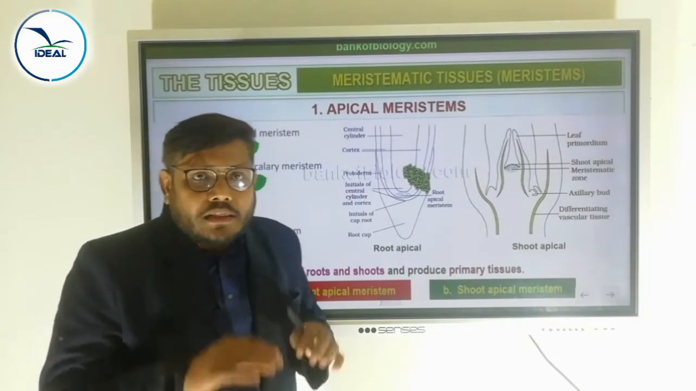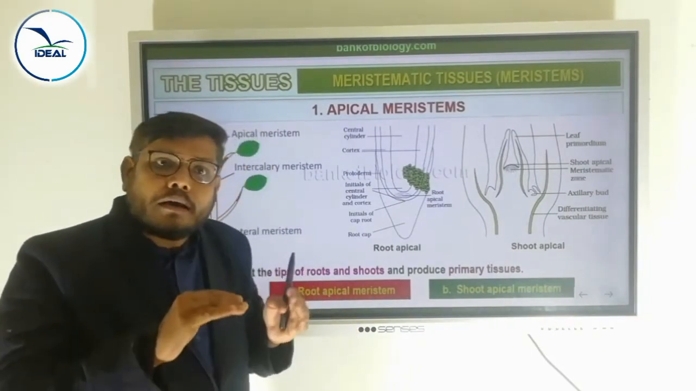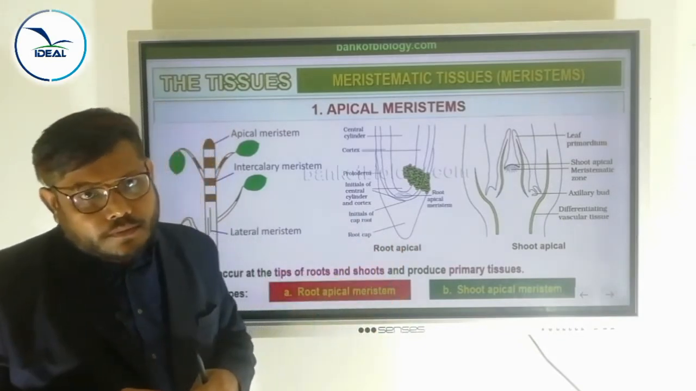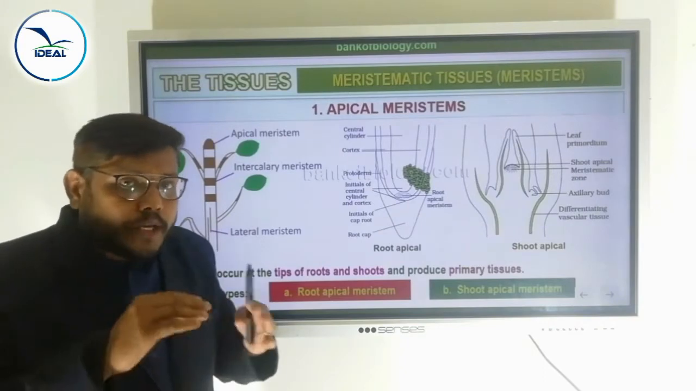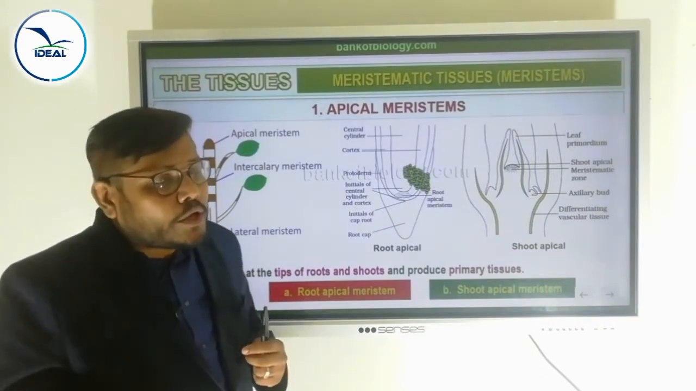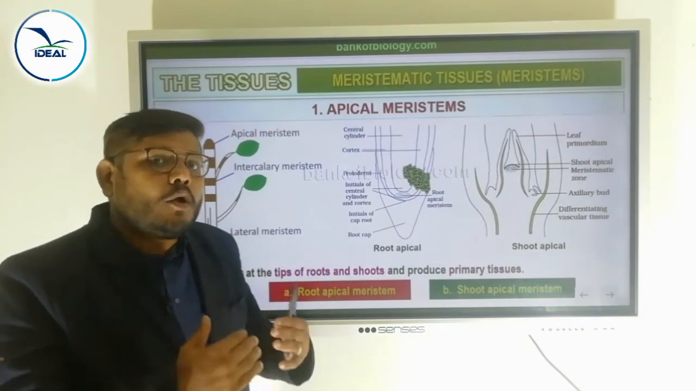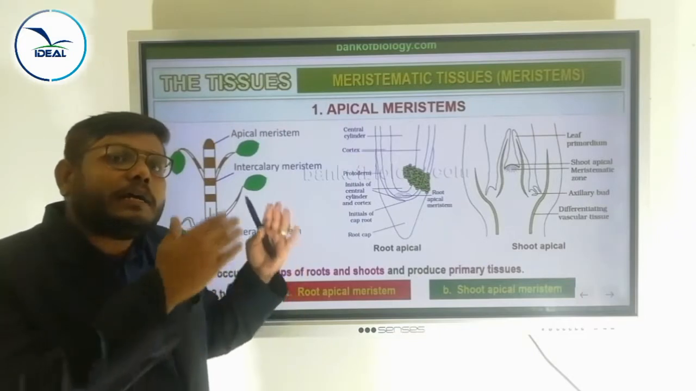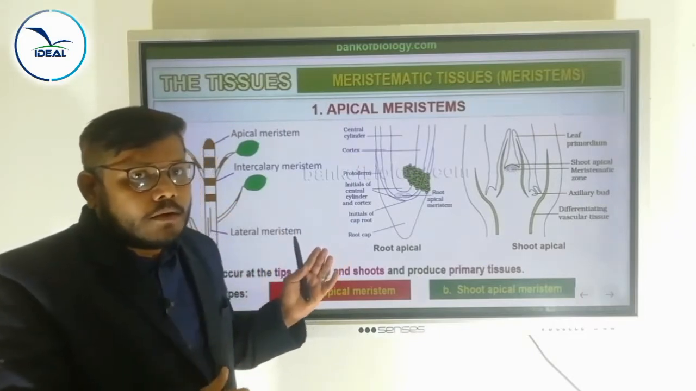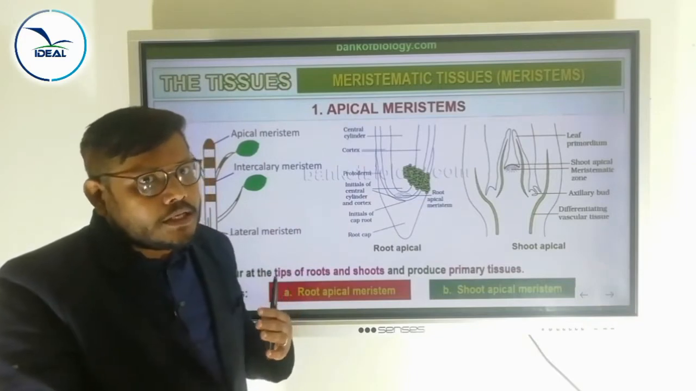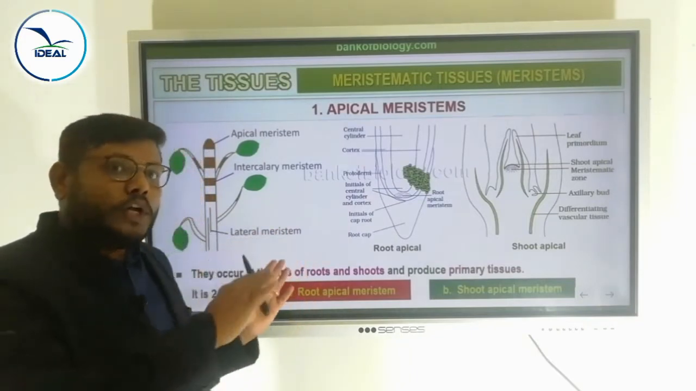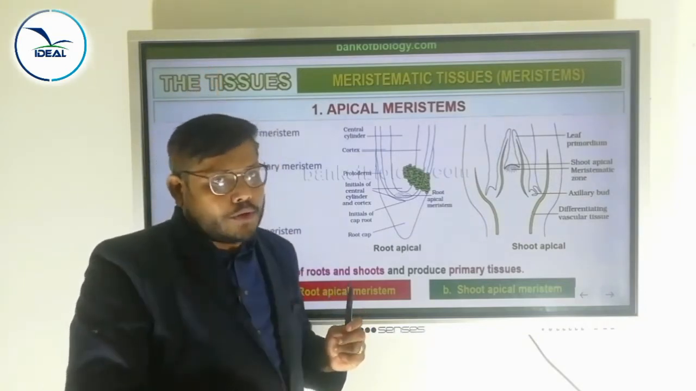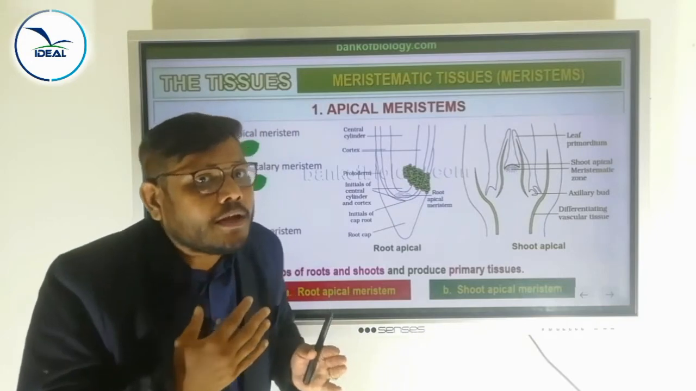Apical meristem. This type of meristem occurs at the apex of the stem and the tip of the root. Root apical meristems occur at the tip of the root, and shoot apical meristems occur at the apex of the stem axis. So there are two types of apical meristem: root apical meristem and shoot apical meristem. Apical meristems occur at the apex of the stem and root.